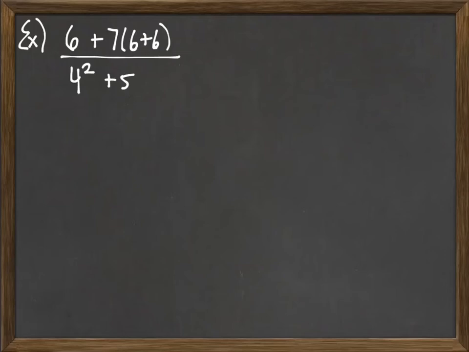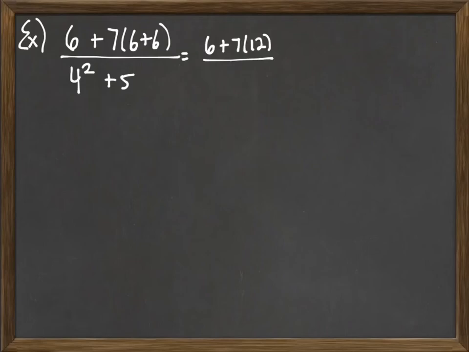Our last example here with order of operations is another one with a fraction. So remember, in the fraction we need to work out the top to a single number, work out the bottom to a single number, and then if possible simplify. Here in the top, be very careful. You can't add 6 plus 7 because the 7 is next to something that's being multiplied. So we have to first work out the 6 plus 6, which would give us 12.